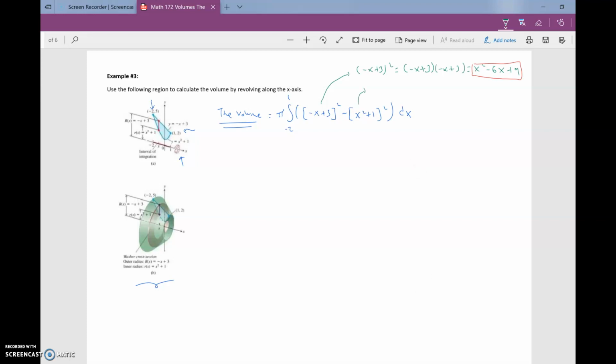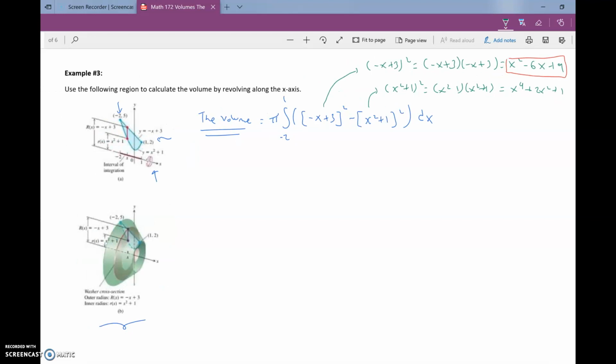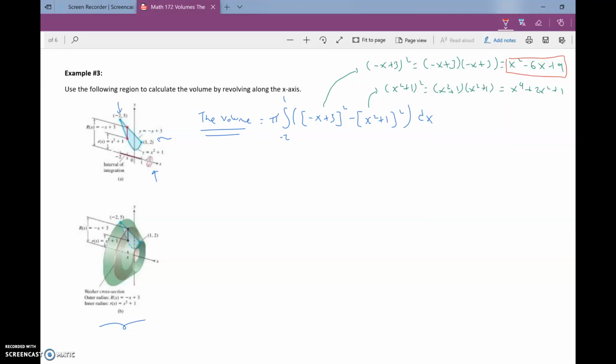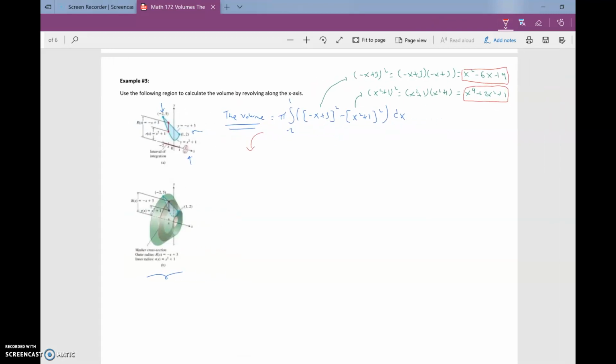The second one, you're looking at x squared plus 1 squared. So x squared plus 1 times x squared plus 1. This is going to be an x to the fourth, plus x squared plus another x squared, so plus 2x squared plus 1. And let me fix these. These are supposed to be plus 1s. So is this one. Okay, so this is the second one, and let me rewrite it.